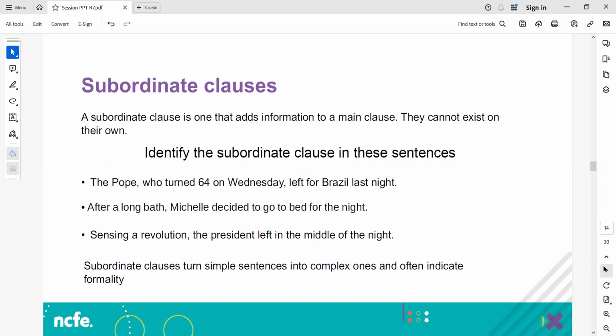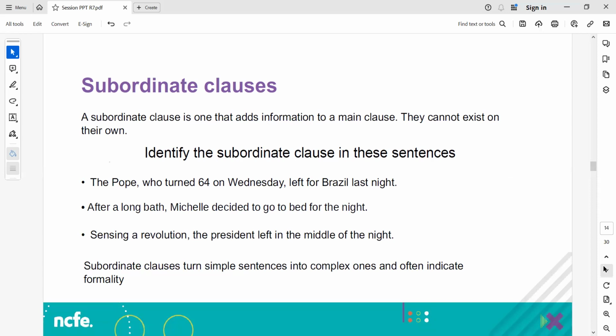Okay. So subordinate clauses are parts of a sentence that add information to the main clause, but they cannot exist on their own. The main clause is the part of the sentence that can exist by itself. If we deleted the subordinate clause, the main clause would still make sense. However, the subordinate clause does not make sense on its own. So let's look at these examples and see if we can identify the subordinate clause. Remember, the subordinate clause is adding some additional information.